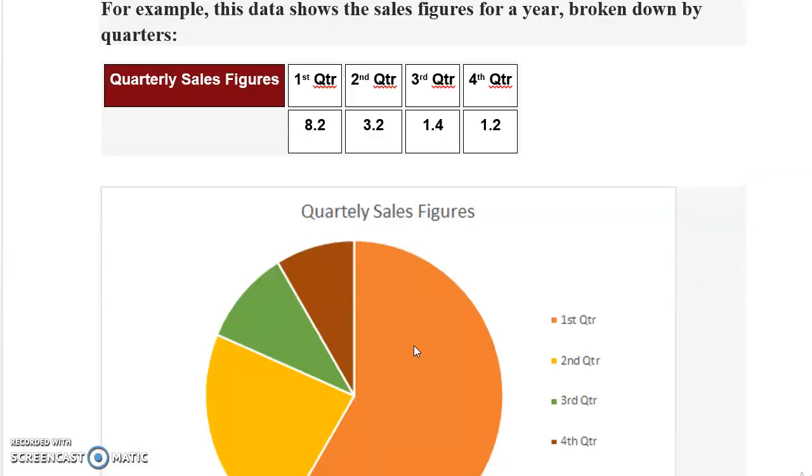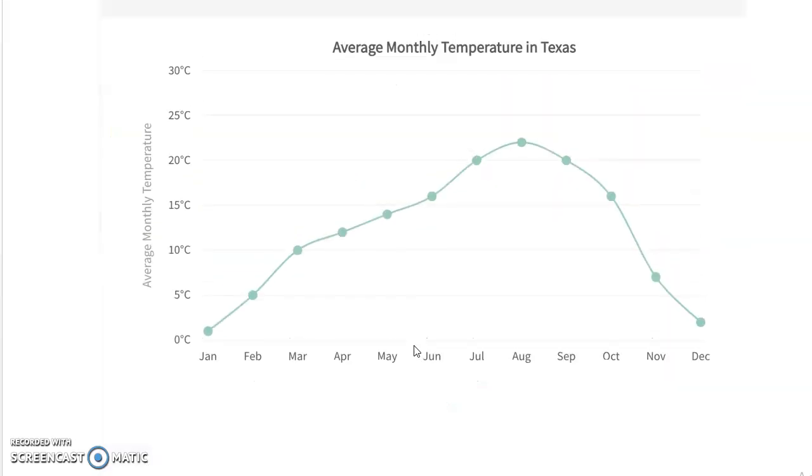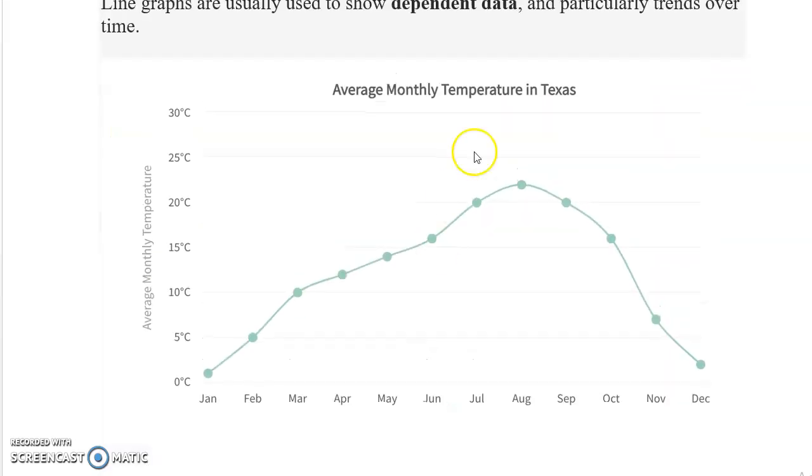So here we have an example. It is here, the average monthly temperature in Texas. It is similar to the bar chart. So we have a title here, the title for the figure itself or the line chart. Here we have vertical and horizontal data. For the vertical, we have a title that is average monthly temperature. So it starts by 0 Celsius, 5 Celsius, 10, 15, till it reaches 30 Celsius.